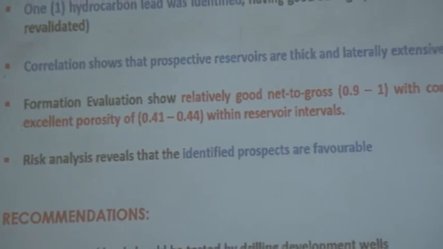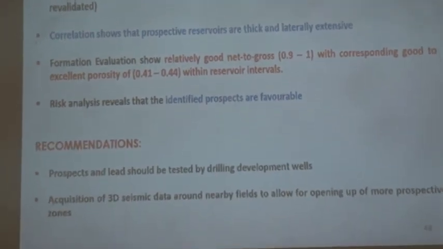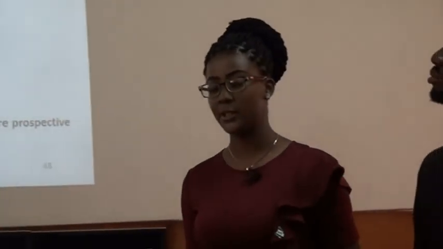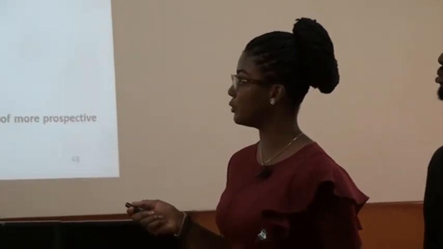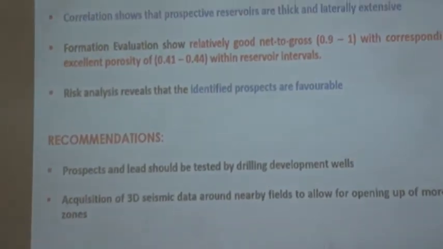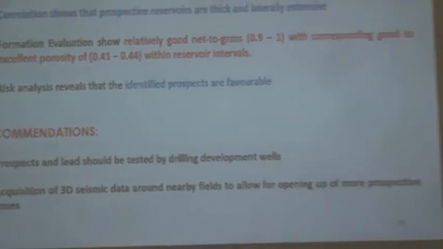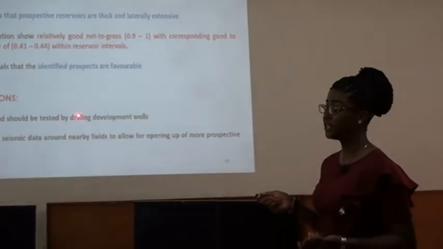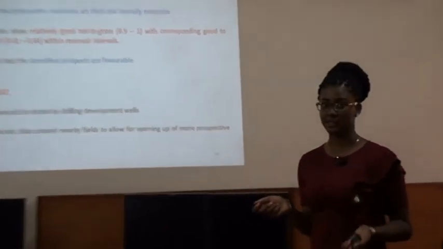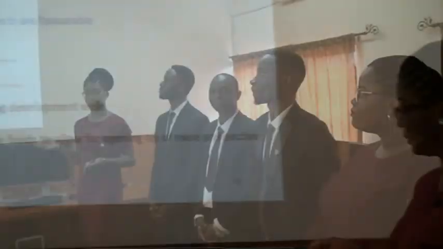Correlation shows that our prospective reservoirs are thick and laterally extensive. Formation evaluation shows that it has good net to gross of 0.9 to 1.0, with corresponding good to excellent porosity of 0.1 to 0.44. Risk analysis also reveals that the identified prospects are favorable. With that, we would like to recommend that the prospects and leads should be tested by drilling development wells. We also recommend the acquisition of 3D seismic data around nearby fields to unravel more prospective zones. Thank you very much.